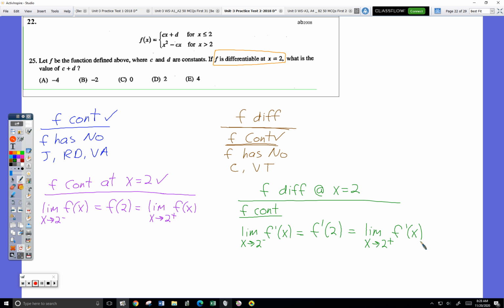Question? Yeah, please. Sorry, I just missed it when I was writing down. So when it says f has no c or vt, what does that mean? Oh, perfect. Corner and vertical tangent. Okay.